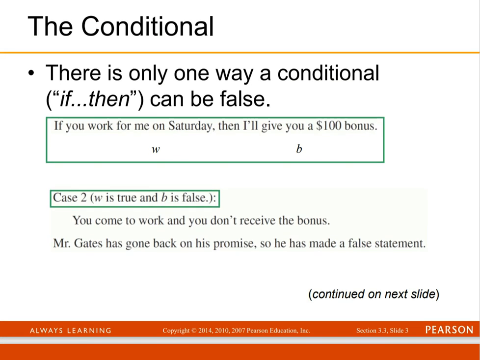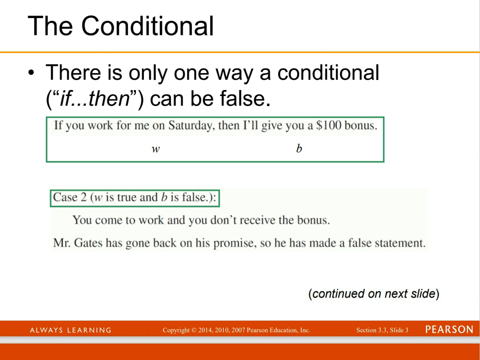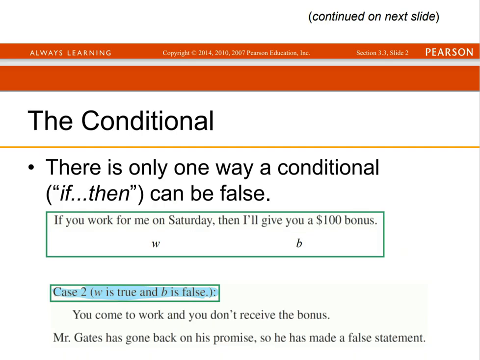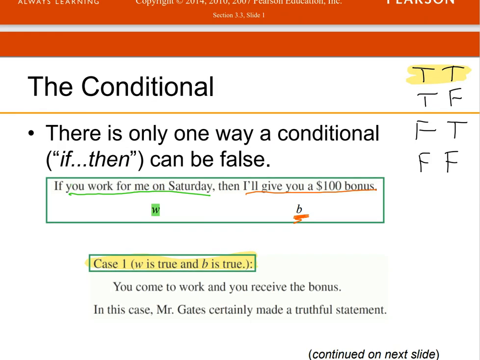Okay, now this one says, if you work for me on Saturday, then I'll give you the $100 bonus. And now we are looking at condition number 2, case 2, which is when the first one is true and the second one is false. That is this one, true, false.